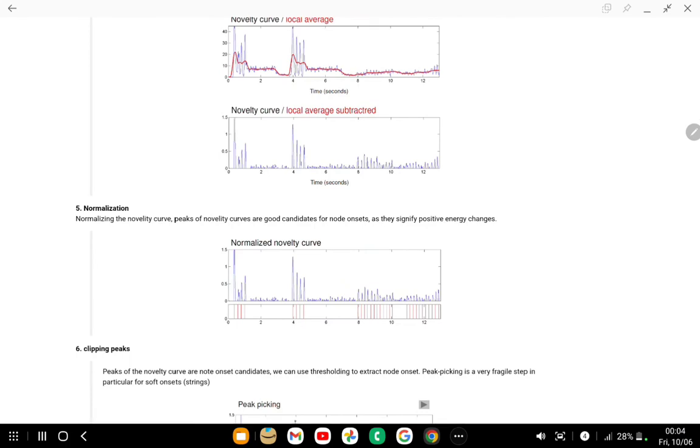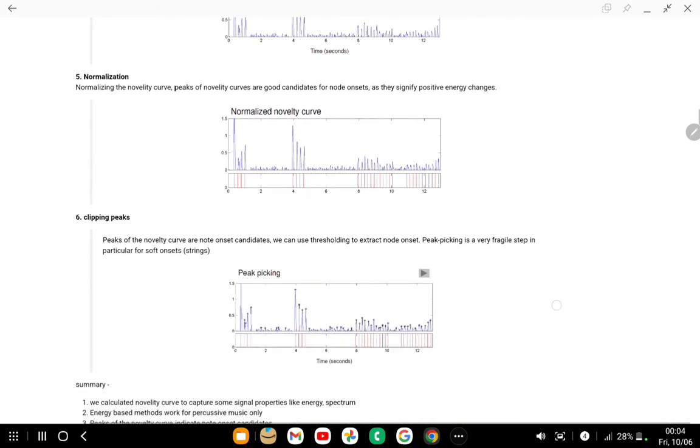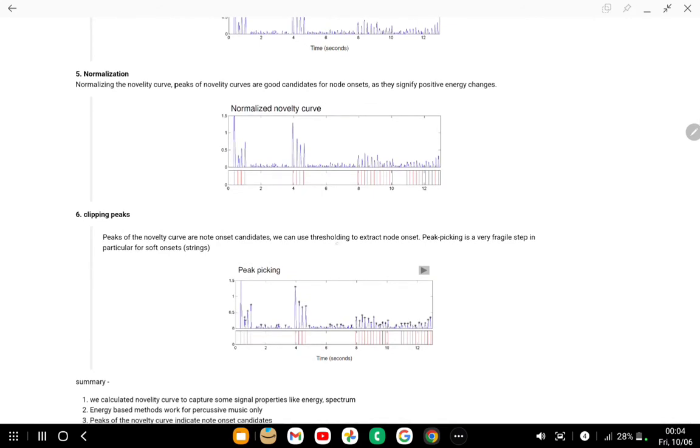Now, as you recalled earlier, the novelty curve gives us peaks which are good candidates for note onset, but that doesn't mean they are note onsets. One method of determining note onset is clipping peaks. By that I mean you can apply a threshold and say that if the magnitude is greater than some defined threshold, say 0.5 or 1, then only we are going to consider it a note onset. If we apply a threshold of 1, only 2 peaks will remain. If we decrease the value, then multiple peaks will remain. However, it's a very fragile step, it's kind of hard coding, so normally we don't do that.